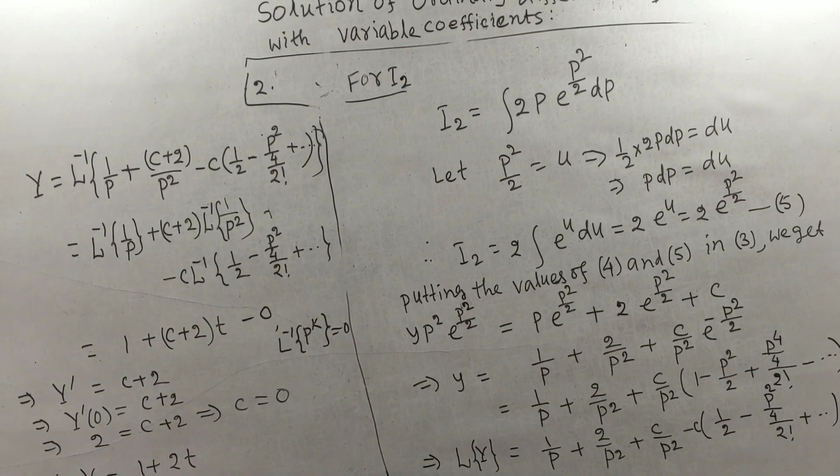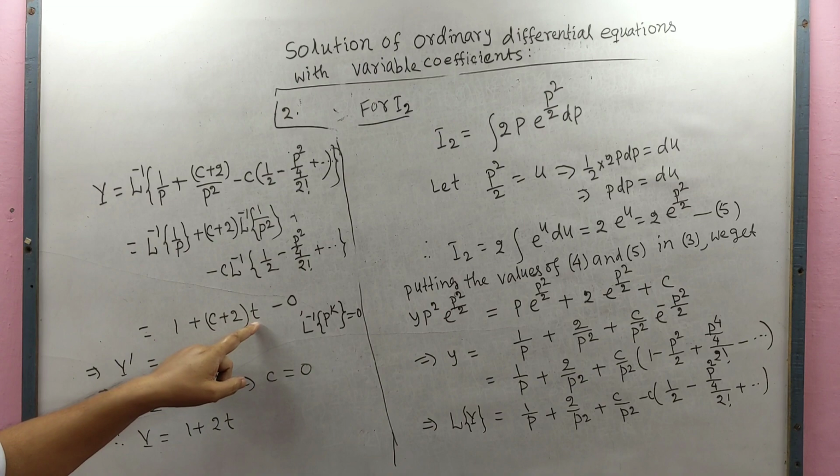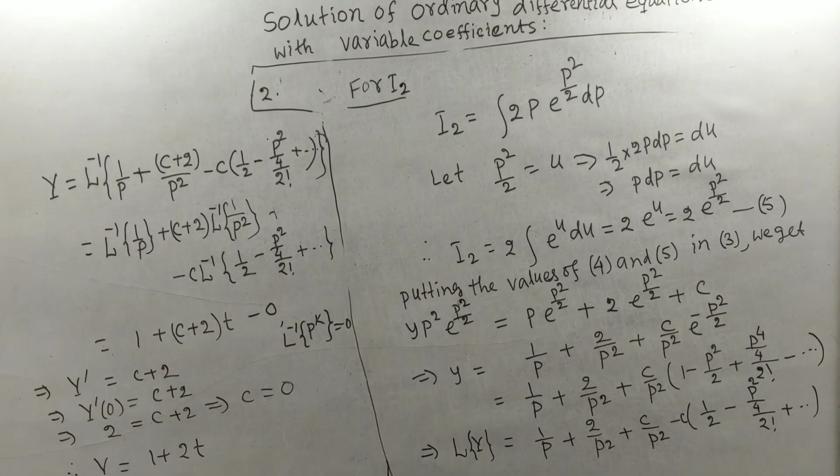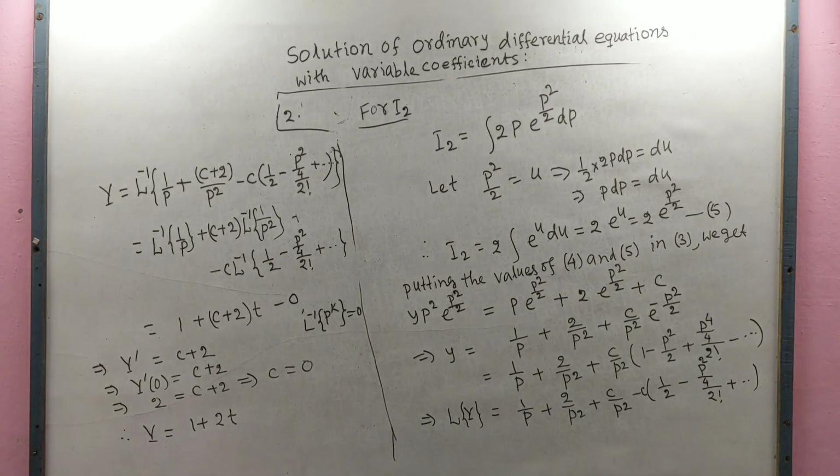Now differentiating both sides with respect to t, here y dash equal to differentiation of 1 is 0, differentiation of t is 1, so here we get c plus 2. Now putting t equal to 0, y dash 0 equal to c plus 2. Value of y dash 0 equal to 2, so 2 cancels, so c equal to 0. Putting c equal to 0 here, we get capital Y equal to 1 plus 2t, which is the required solution.